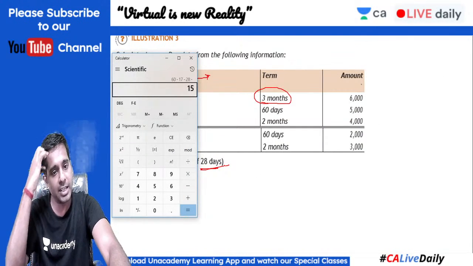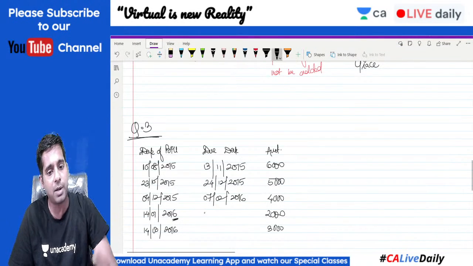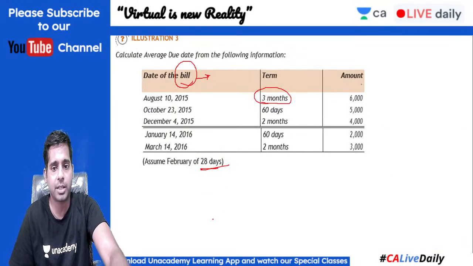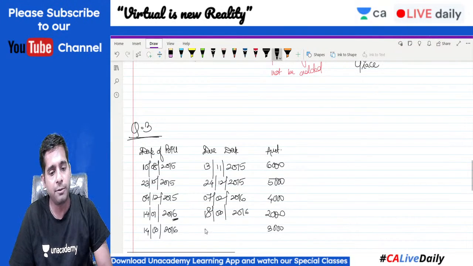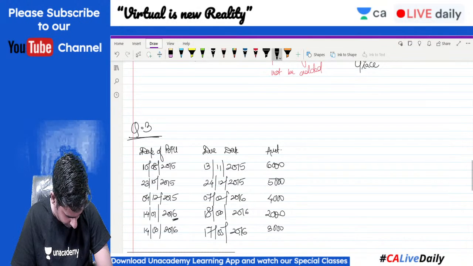Now 15 days remain in March. 15 March plus 3 days, that is 18th March 2016. And 14th March plus 2 months is 14th May, and 15th, 16th and 17th May 2016. Right? Am I doing right? Very good.